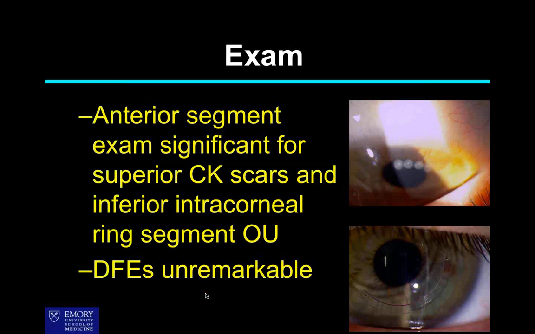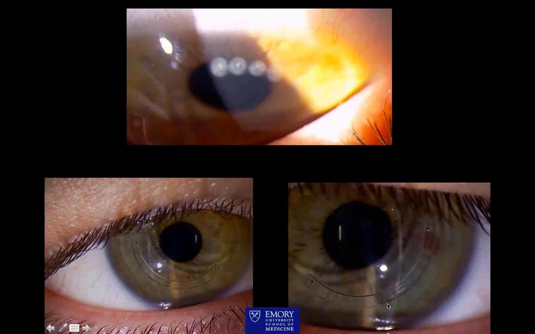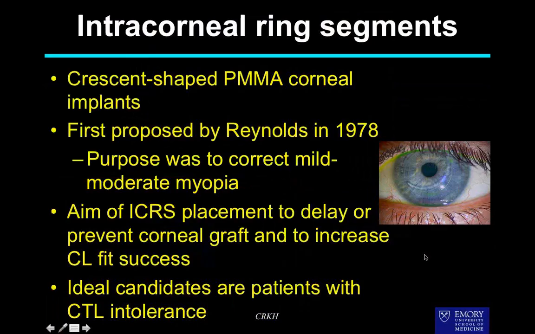On the ophthalmic exam, the anterior segment was significant for superior scarring, and you can see here the scars left over from the CK. And inferior placement, this is a single inferiorly placed intact intracorneal ring segment. The dilated fundus exam was unremarkable. Here you are again, superior CK scars. In each eye, he's got a single intact.